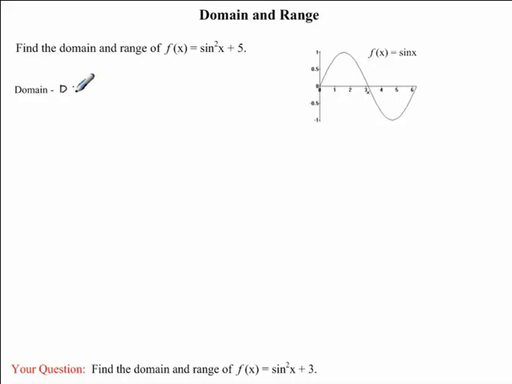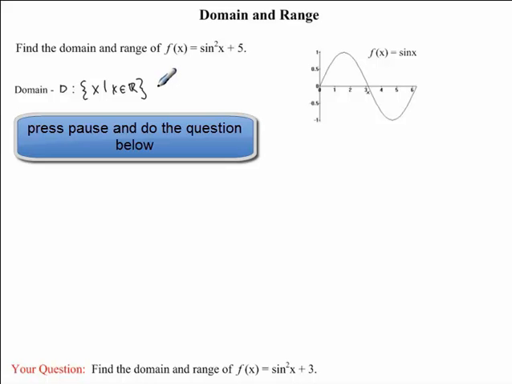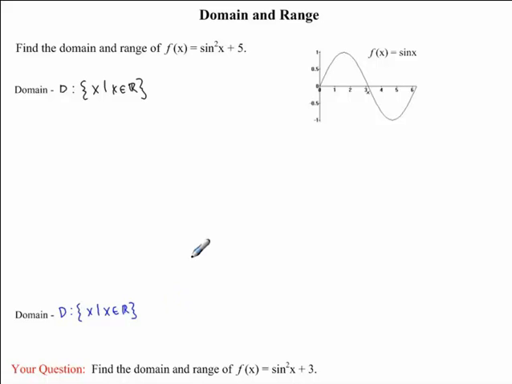We have d for domain, colon, squiggly brackets. Now for domain, we're looking at our x variable, so we have x such that we have no restrictions on x, so we will write x belongs to all reals. And we're going to close the bracket. I would now like you to find the domain for the question you were given. Here's the answer you should have got.